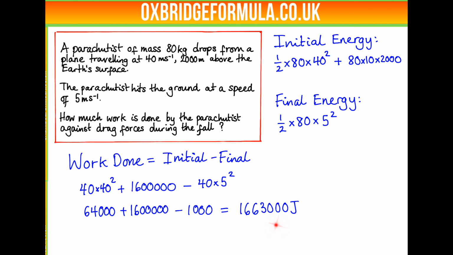So this is the answer. And this is the work done by drag forces, or the work you've done against drag forces during the fall. So you've lost quite a lot of energy. Your final energy was only about 1,000 joules. So quite a lot of energy has been lost during this fall, and that's to be expected as they used a parachute.